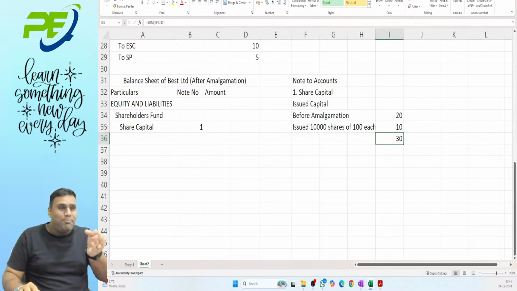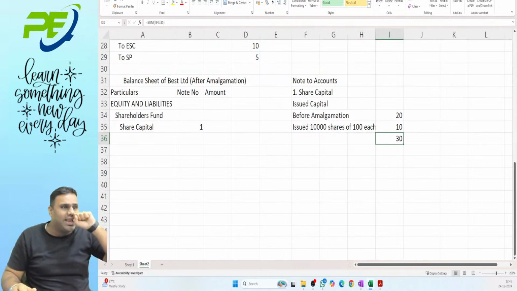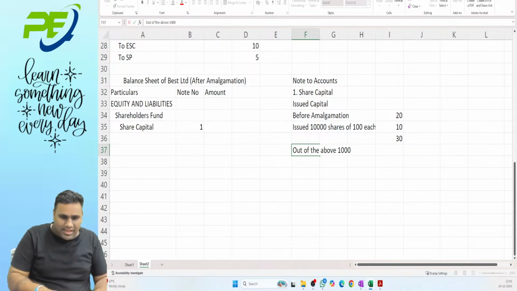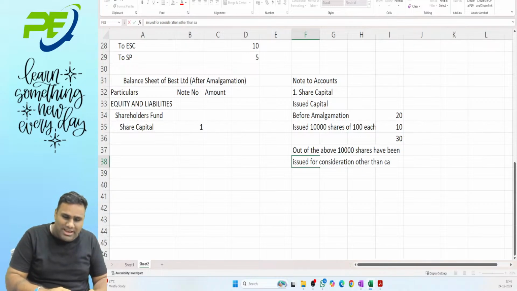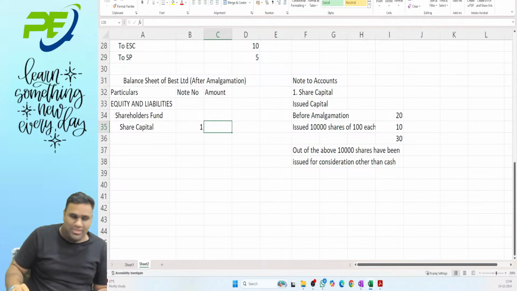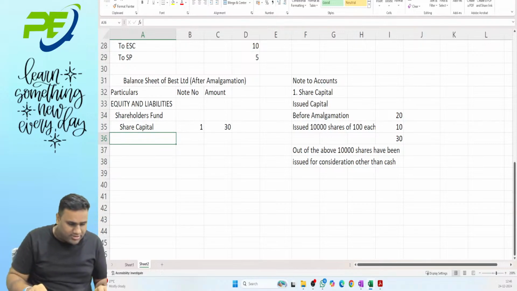Very good. Now you have done schedule 3. Issue of shares for consideration other than cash. We have issued shares, but we did not get money. We got business. So out of that, 10,000 shares have been issued for consideration other than cash. And for you guys, so many times in the class, once upon a time, you missed it. So this is 30, everyone. Share capital, any doubt? No. Next.